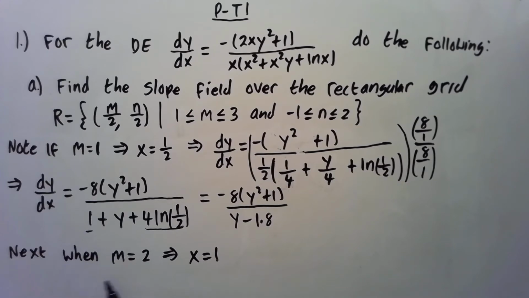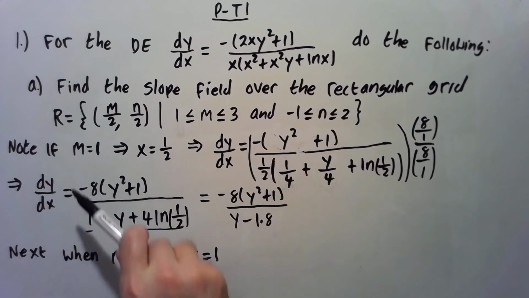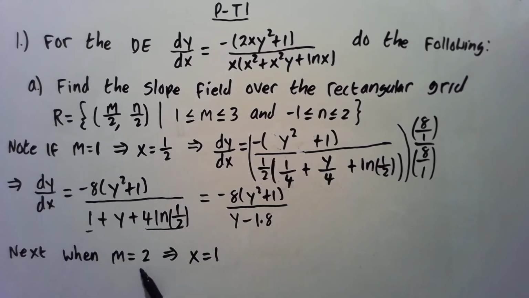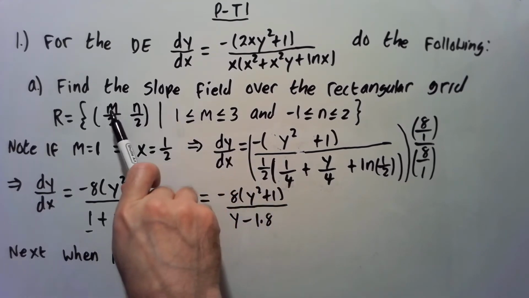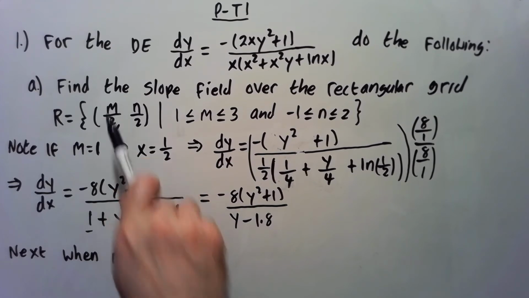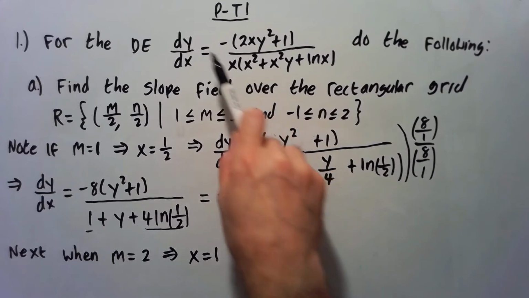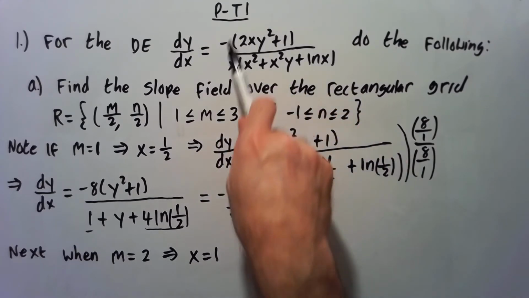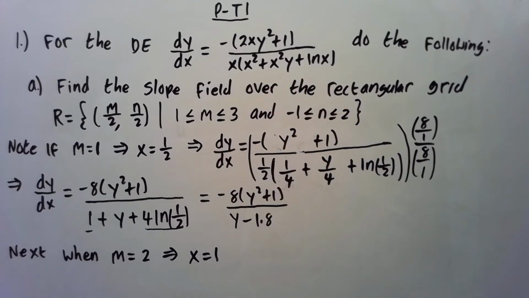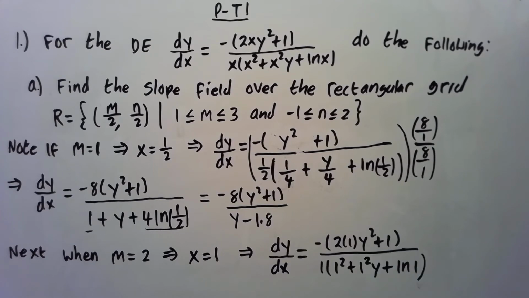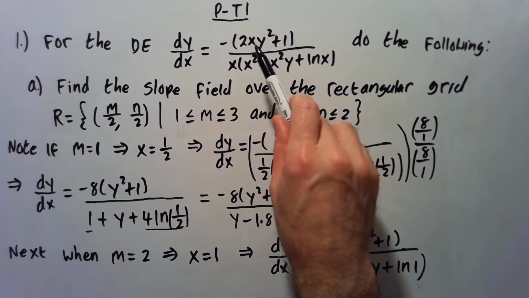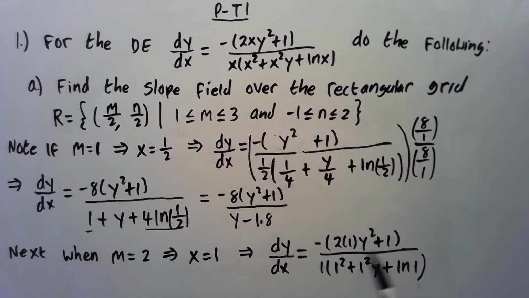Next, when m is 2, because again m can be 1, 2, or 3, so we're going through the different m values. When m is 2, we put 2 in place of m here, it'll be 2 over 2, so your x would be 1 in that case. So let's find my dy/dx using this up here with x being 1 to find our slope. Putting 1 in place of x for all the x's, we get this.